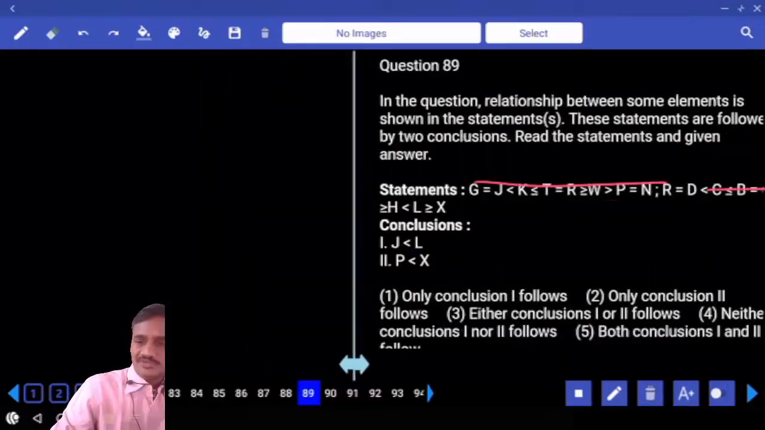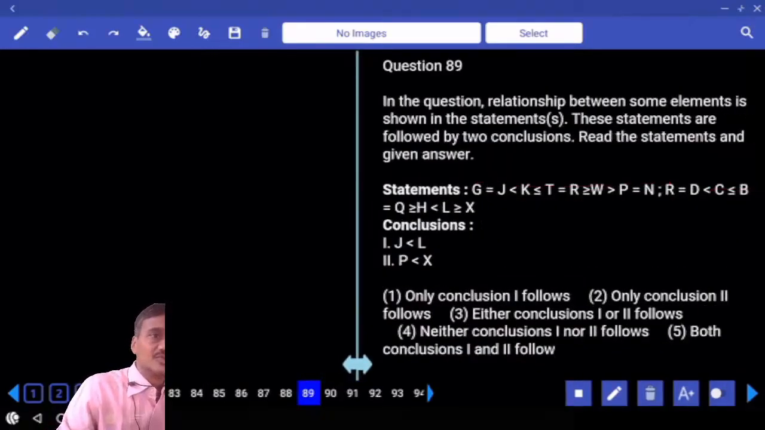Because while observation some of the students are writing these statements separately.